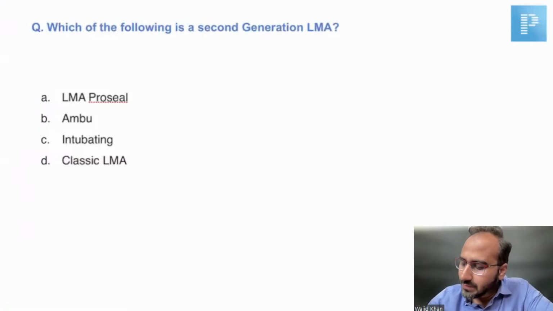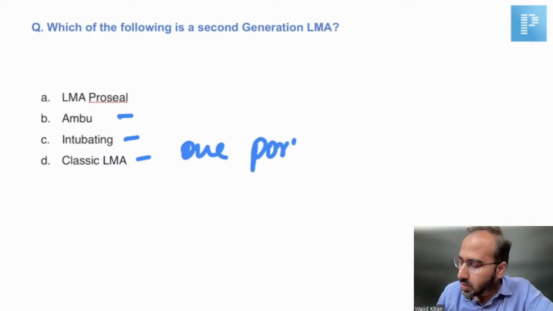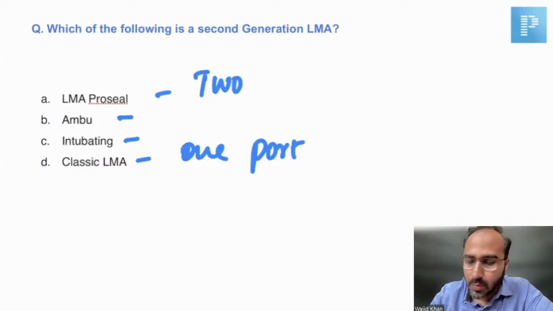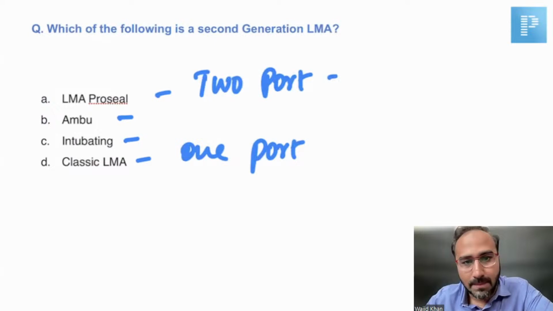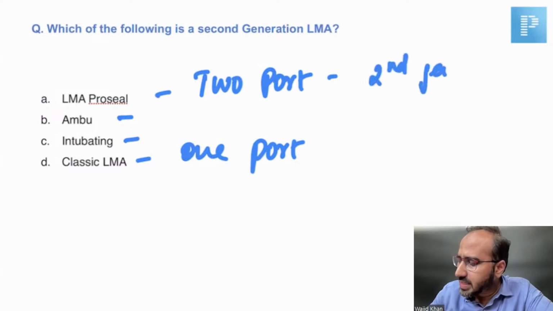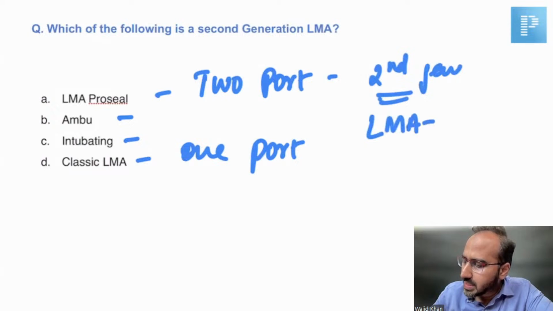So the question over here is, which of the following is a second generation LMA? An ambio LMA, intubating LMA, classical LMA, these all have only one port. The only LMA that has two ports, one tracheal port, other esophageal port, is what, guys? LMA ProSeal. Now, guys, remember, in second generation LMA, we have LMA ProSeal.